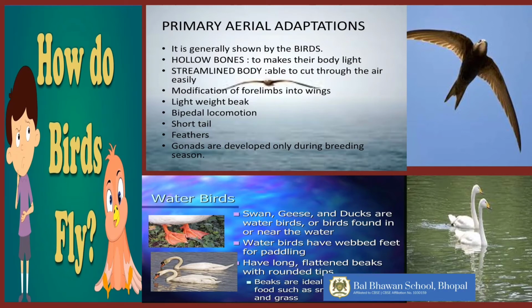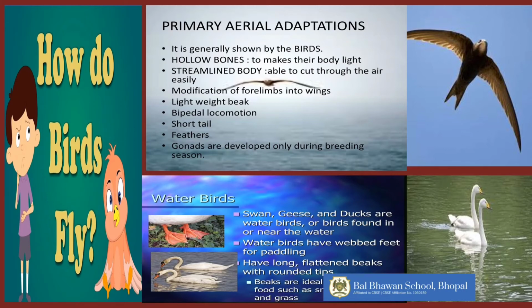And what is the advantage of these hollow bones? These hollow bones make their body very light in weight because they have to fly against gravity. And it is possible only when the body is very light in weight. Now, coming to the shape of the body, they have a streamlined shape, just like fish. This streamlined shape helps them to cut through the air.